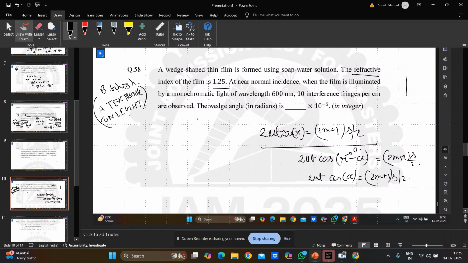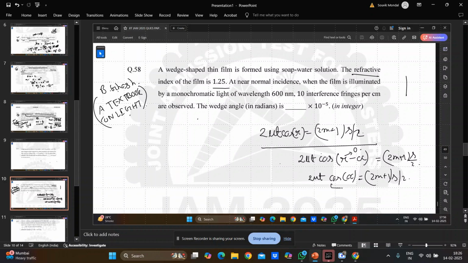Yes, 2 mu t cos alpha. Now alpha is very small. You can also see it in the given options. It is of the order of 10 to the power minus 5. So in a wedge shaped film normally alpha is very small. So this cos term also goes to 1, approximately, because alpha is very small.